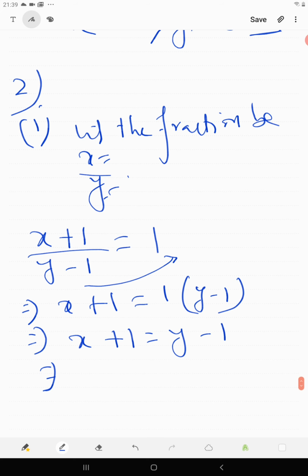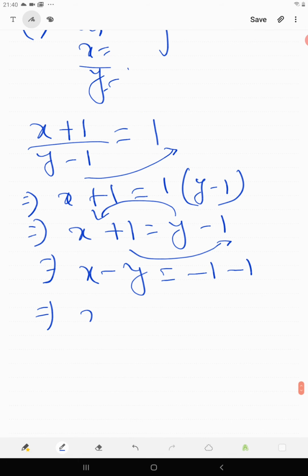Now we will bring y to the left hand side and 1 I will take to the right. This will come to the left and 1 we will take towards the right. So y is plus on the right hand side, so it will become negative on the left hand side. Similarly, plus 1 is positive on the left hand side, it will become negative on this side. So minus 1 minus 1. So this gave us x minus y equals minus 2. This is our equation 1.